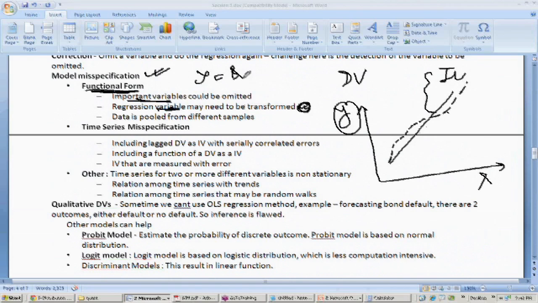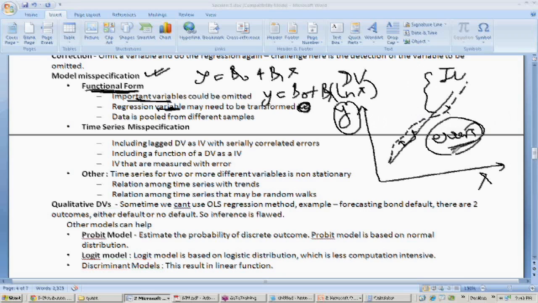So if you model it as y equal to b0 plus b1x, that is one thing. But if you model it as b0 plus b1 of, let's say, log of x, then it may be better. Why? Because you will not see this type of error. When you see this type of errors, it means the error terms are correlated.